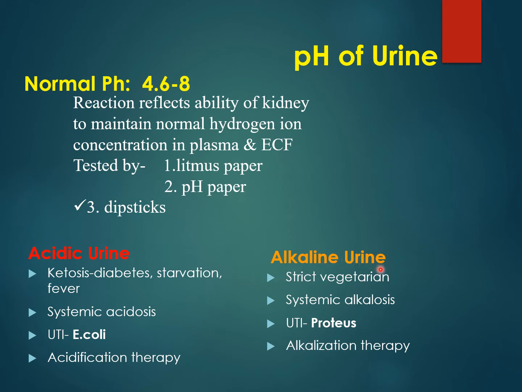Alkaline urine will be found in strict vegetarians. Vegetarian people have this alkaline urine. Systemic alkalosis is one of the causes. Very important is Proteus infection. It is very important to note that when there is a big number of colonies of bacteria in the urine, the infecting organism could be Proteus, and it's important to start your antibiotics, even empirically, then adjust on the basis of culture and sensitivity later. Alkalinization therapy can also be a cause of alkaline urine. Of course, urine can be tested by litmus paper, dipstick paper, or pH paper.